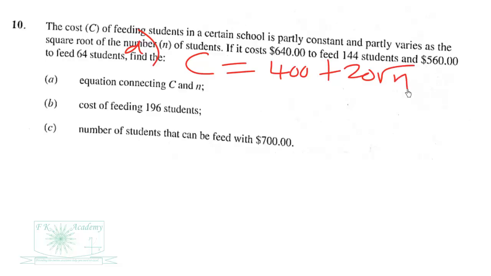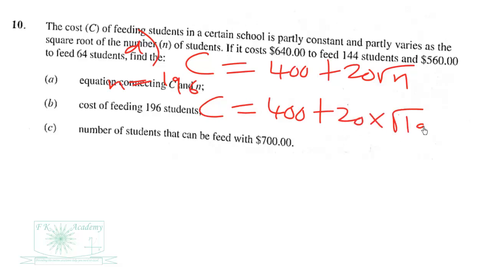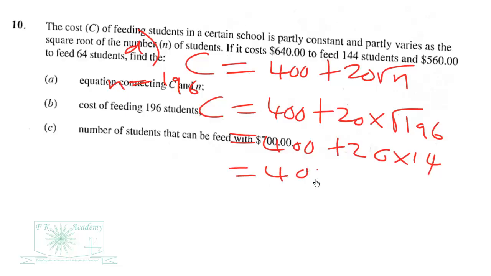Now we are looking at the B part of the question. The cost of feeding 196 students will be equal to 400 plus 20 times square root of 196, where N is now equal to 196. We have 400 plus 20 times 14. We have 400 plus 280. And that will give us $680.